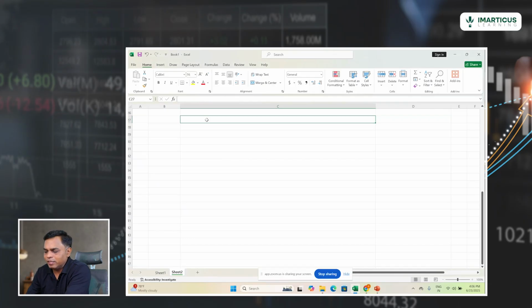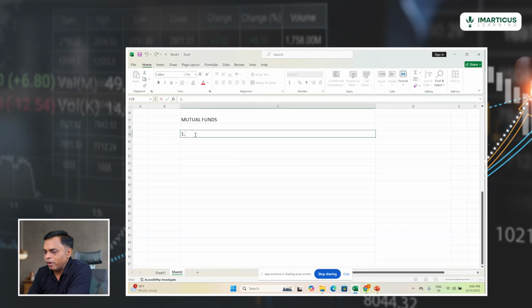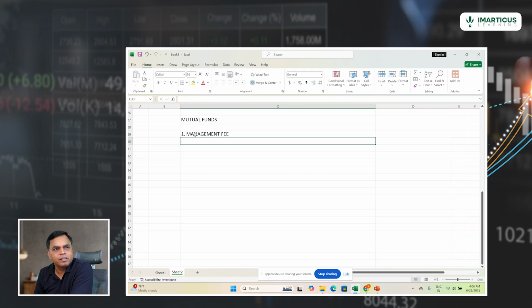Now, starting with the mutual funds. A mutual fund charges two kinds of fees. One, they charge something called management fees. What is this management fee? The management fee is charged by the mutual fund to cover all the expenses derived from running the day-to-day operations of the fund. It includes fund manager fee, transfer agent fee, custodian fees, etc.